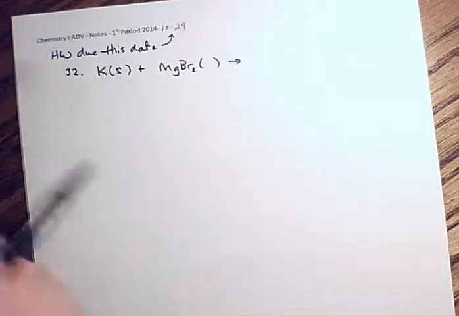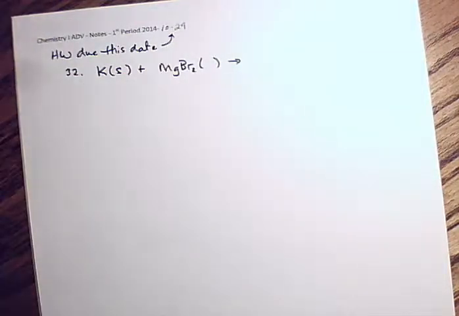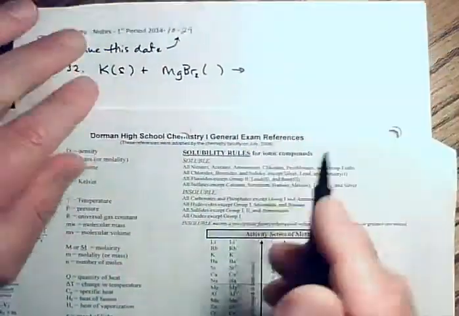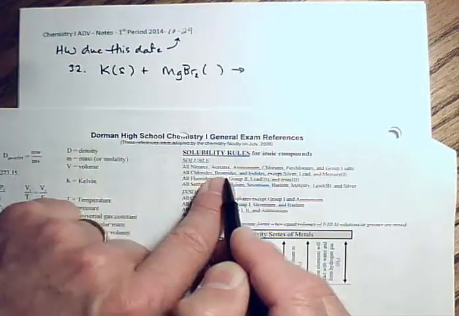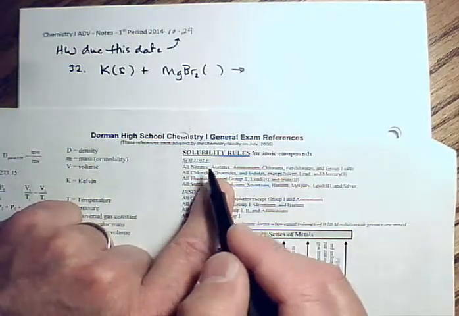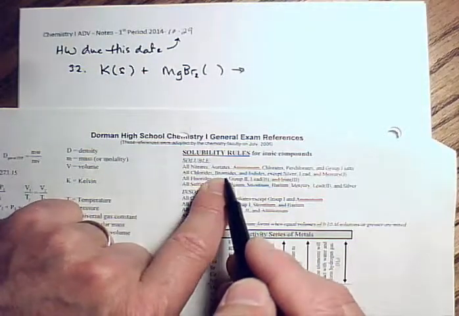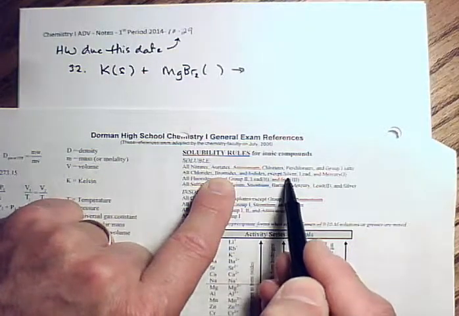This one, we're going to have to look at the solubility rules to find out what its physical state is going to be. So we're going to look and find either magnesium or bromide. And if I look carefully, I'll find that bromide is right here. And it says that bromides are in the soluble section. So most bromides tend to be soluble unless they're bonded with silver, lead, or mercury.